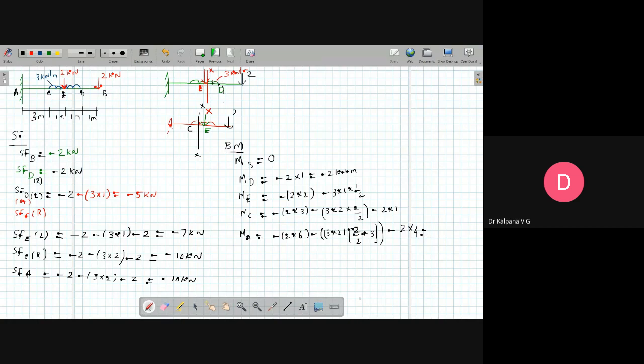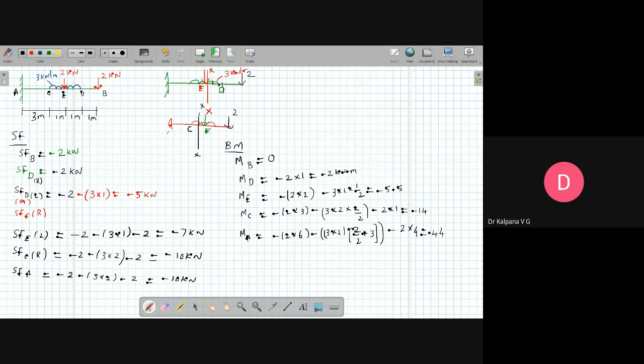Is this okay? Can you give me the answer, moment at E? 5.5. And here? 6. 6, 6, 12. 14. And here the answer is 1 plus 3, 4. 24. 36, 44. Everything is sagging, minus, in terms of kilonewton meter, right?